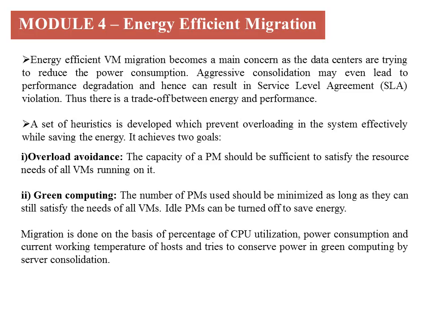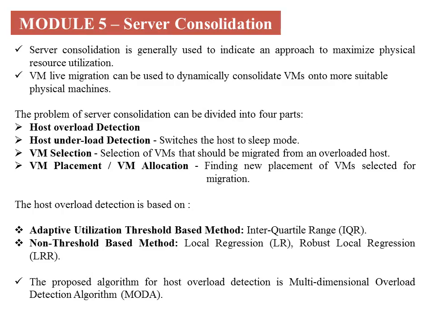And this is the migration which is being done, based not only on CPU utilization but also on RAM and bandwidth, which are calculated for minimizing this skewness. Next is server consolidation, which can be divided into four main parts, namely host overload detection, underload detection, and then the VM selection and placement algorithm, as you can see.